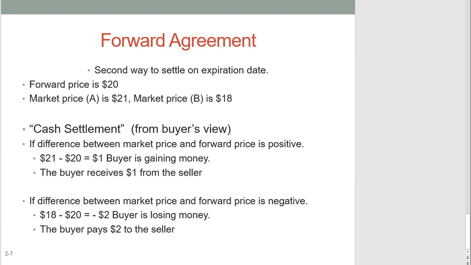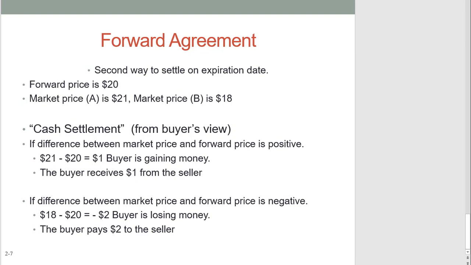The second way of settling is what we call cash settlement. Same prices, we're just seeing how it works. And here it's simply a payment by one party to the other. There's no exchange of the physical asset. So if the difference between the market price and the forward price is positive, in A it's 21 minus 20, which is $1. So the buyer is gaining money. So the buyer receives $1 from the seller. Cash settlement is the $1 payment.